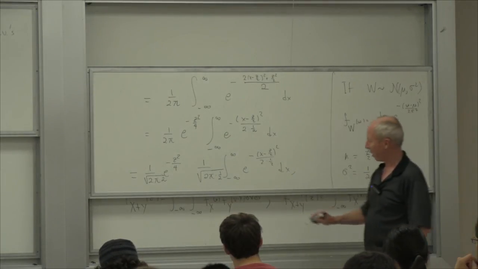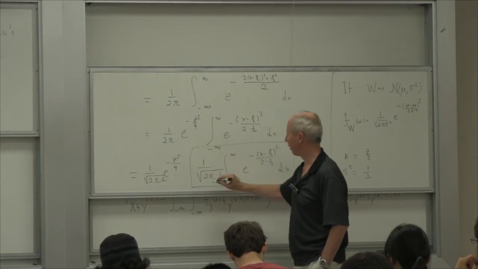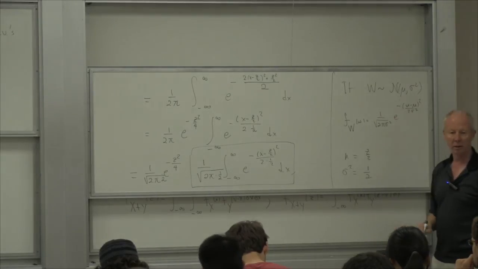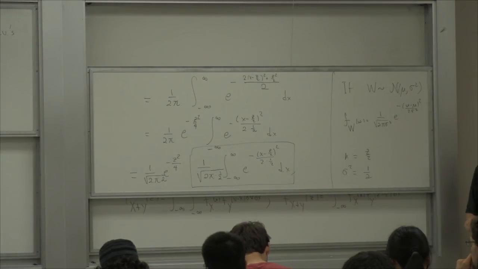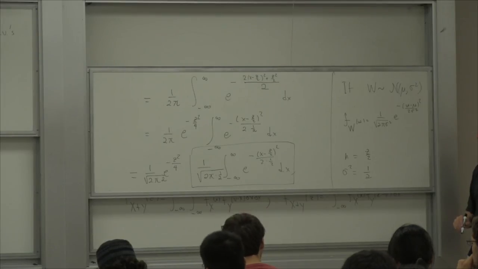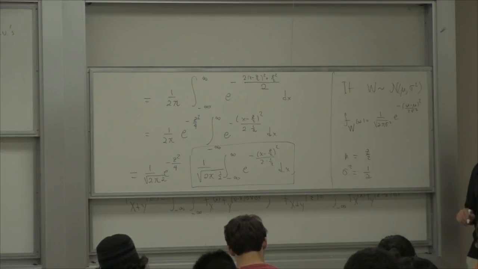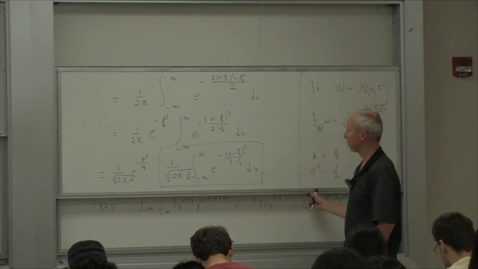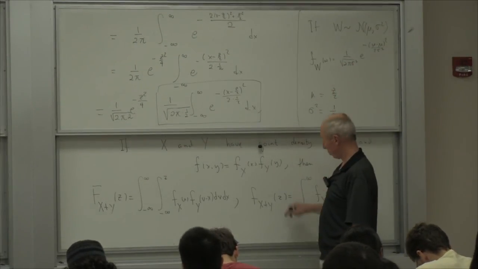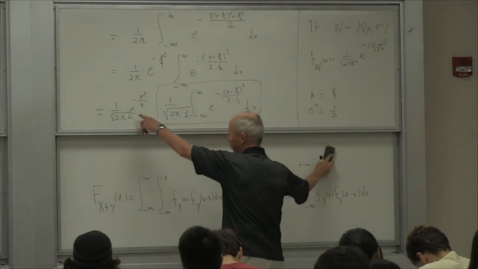Now let me put a box around this part. What is the value of the thing in that box? It's the integral of a normal mean z over 2, variance half density. And what's the integral of a density always equal to? 1. So the value of the thing in the box is 1. And so what does this whole thing equal in the end? Just that part in front.